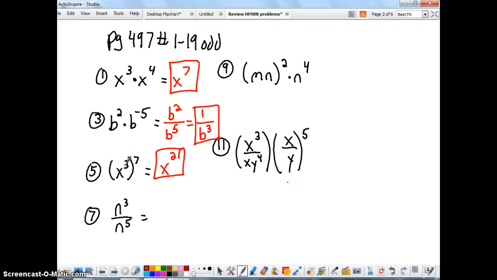Next, number 7, n to the third over n to the 5th. This is very similar to number 3. When I do this, there are more n's on the bottom. There are 2 more n's on the bottom, so it's 1 over n squared.